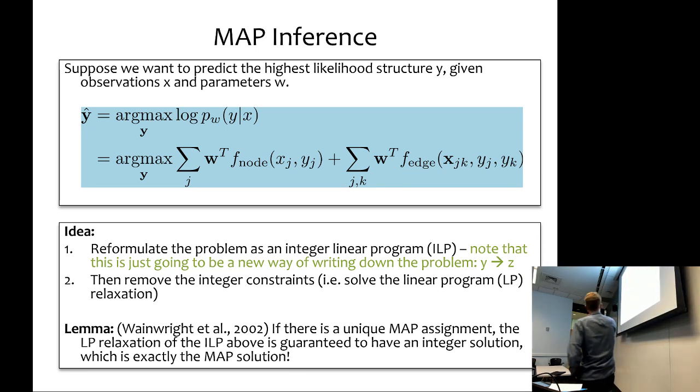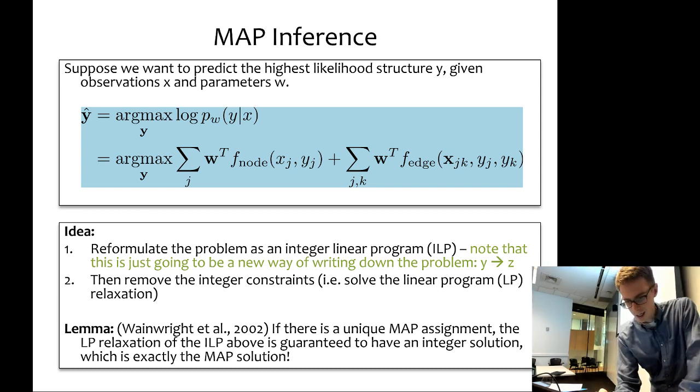Okay. So here's the lovely side detail. If you did remove the integer constraints and you found that there was a unique MAP assignment to the LP relaxation of the ILP above, then it's actually guaranteed to have an integer solution, which is exactly the MAP solution. And if that doesn't work out, then otherwise we run branch and bound.